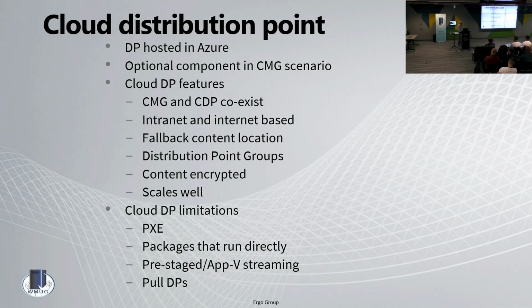For example, you can't enable it for PXE. I'm probably told that's not true because there are other ways, but traditionally with Config Manager, you can't enable this for PXE. They don't support packages that run directly from distribution points, so all the content must actually be downloaded by the client and run locally. They don't support pre-stage content or App-V streaming applications. And they cannot be configured as pull DPs. So they can use a pull DP, but they can't actually be the pull DP.